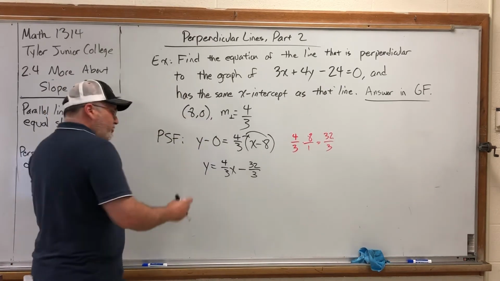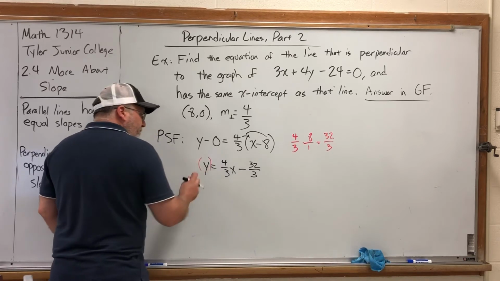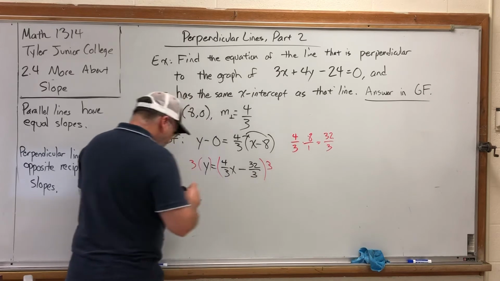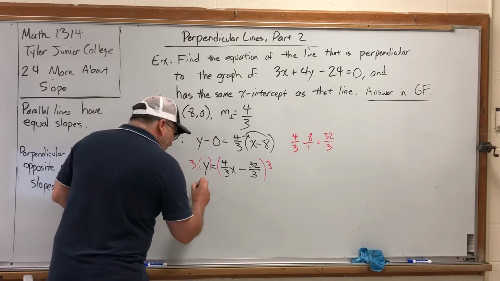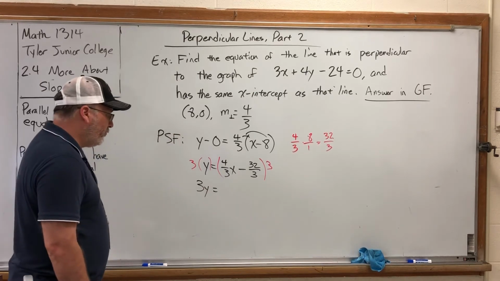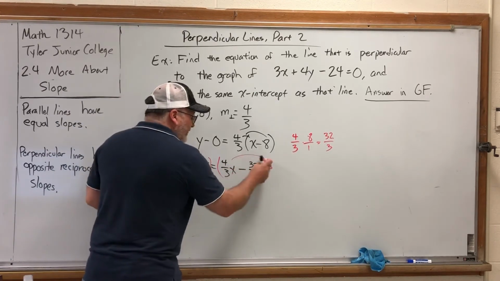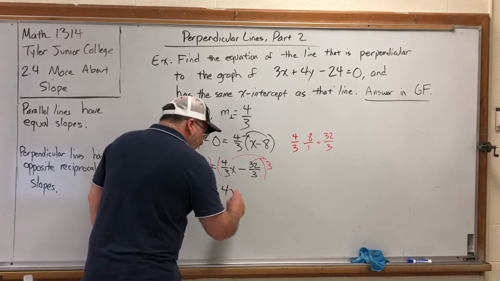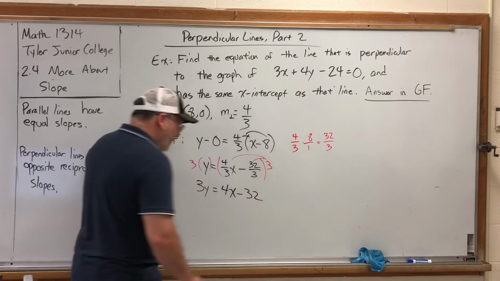To clear out the fractions, I can multiply both sides of this equation by the common denominator, but the only denominator is 3. That would give us a 3y on the left equals. On the right, the 3 would distribute, but it would cancel the denominator of each fraction. So we would be left with 4x minus 32.